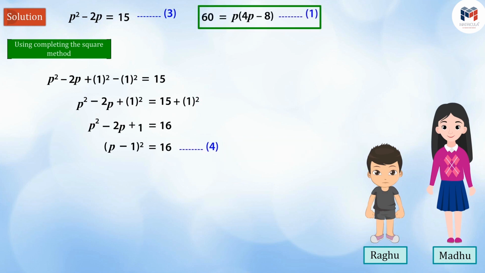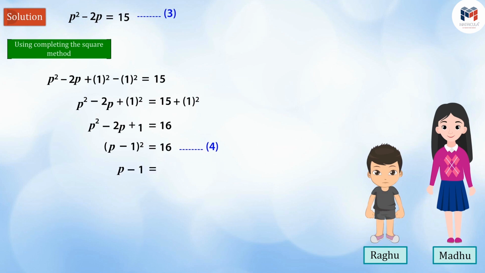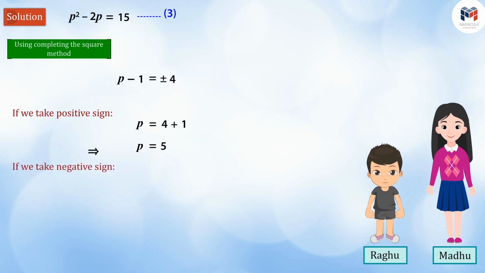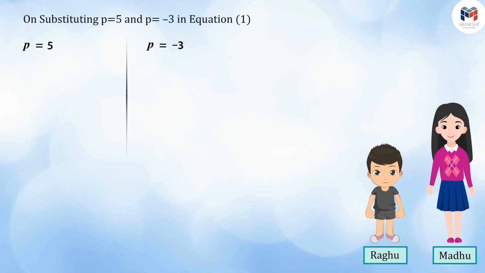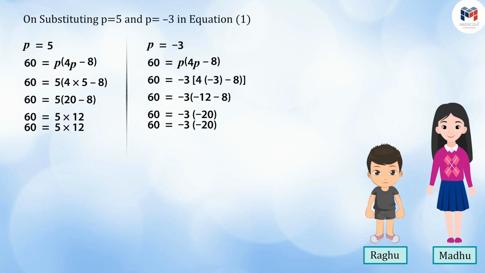Note that the solution of equation 1 will be the same as that of equation 4, which gives a value of p minus 1 is equal to plus or minus 4 after solving. Thus, if we take the positive sign, the value of p will be 5, and if we take the negative sign, the value of p will be minus 3. Therefore, both the solutions of p, that is 5 and minus 3, satisfy our equation.